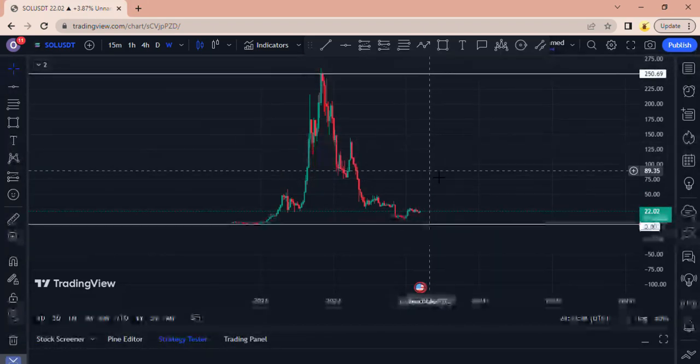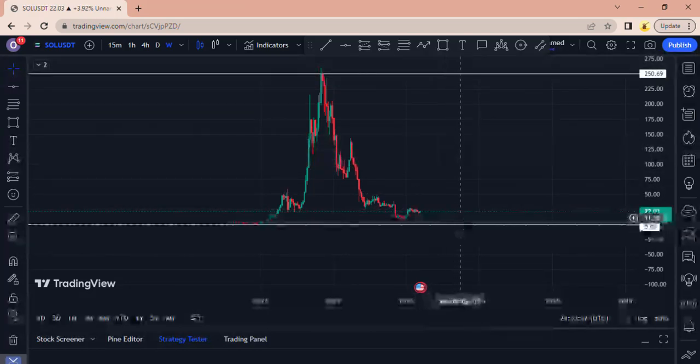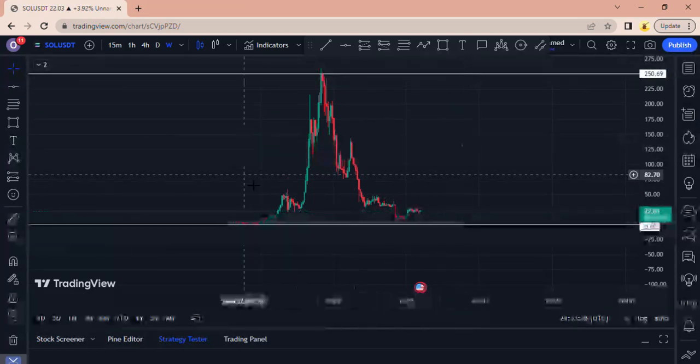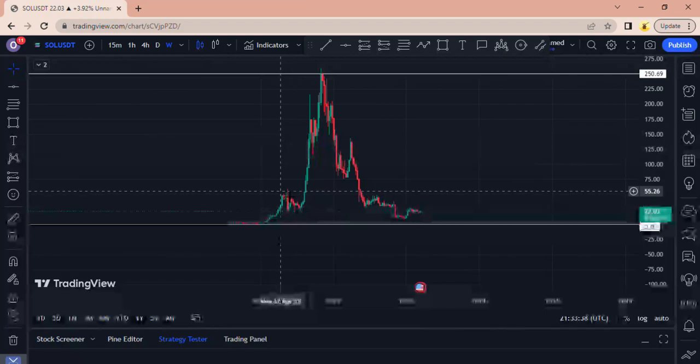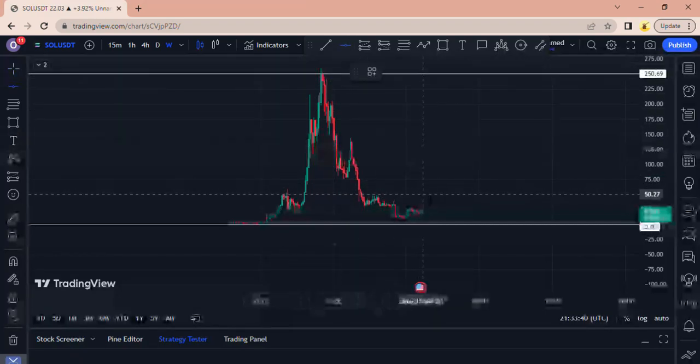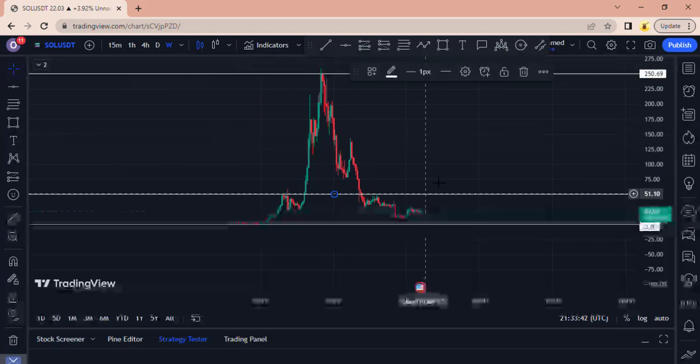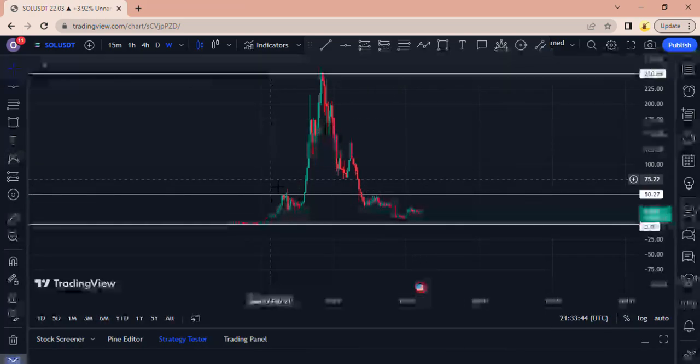Let's see, I can also spot another key level at $50, which is right here. There were turning points right here, so we want to identify that as well. Good. And then we also have a key level at, I think, $75. So we want to identify that.